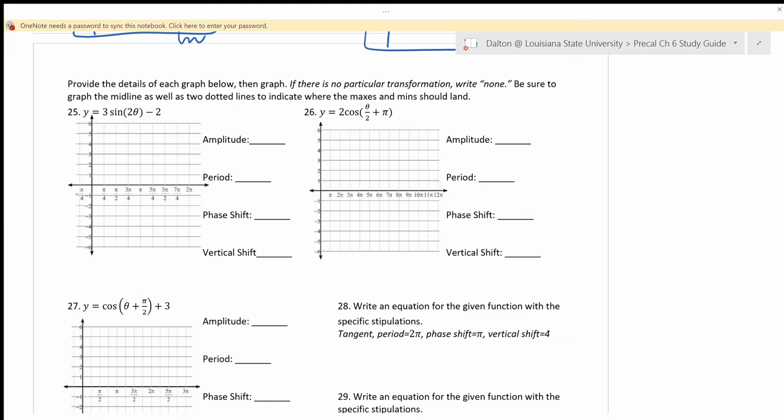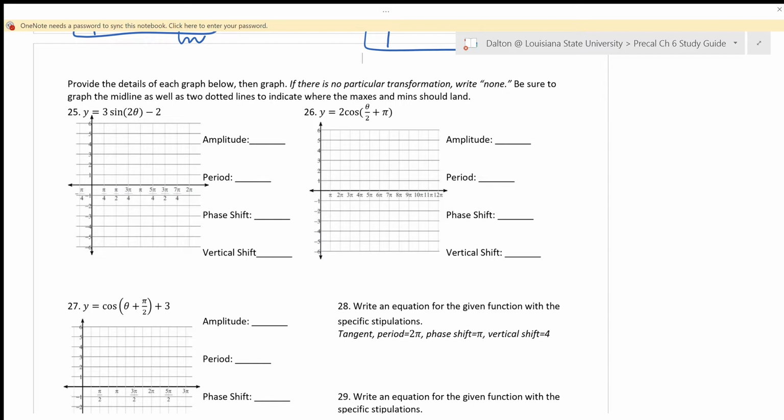Alrighty, folks, this is page 3 of your Chapter 6 study guide. So this page especially is all about graphing. The 25 through 27, it says provide the details of the graphs below. If there is no particular transformation, just write none.